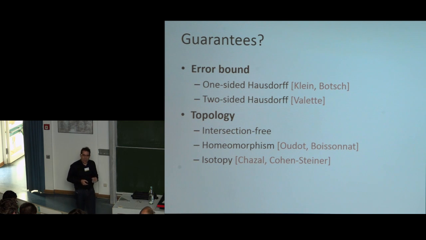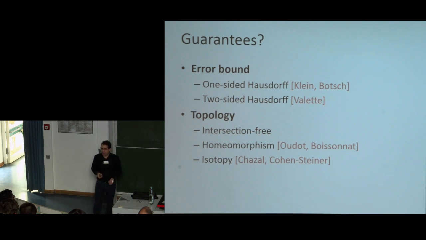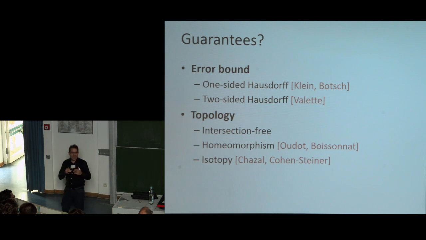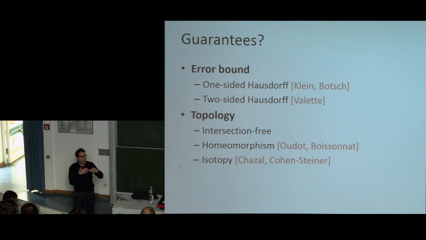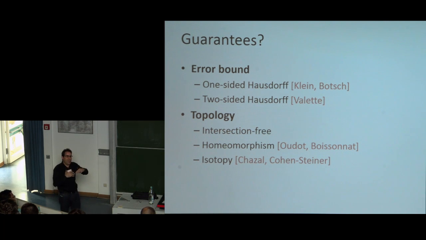Something stronger is homeomorphism, that you capture the right topology. Something even stronger is isotopy. This time it's not just being homeomorphic, but being isotopic to a shape, meaning that not only do you have homeomorphism, but all intermediate deformations from one surface to the other are also valid.